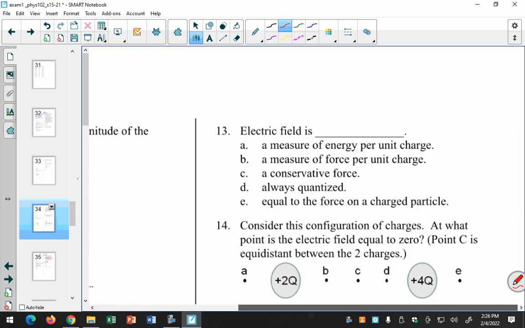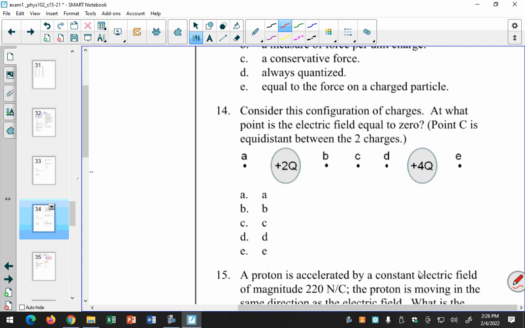All right, so let's look at number 14. Consider this configuration of charges. At what point is the electric field equal to 0? So, as I said in class, the nice thing is to first look at the parts where the electric field cannot be 0. Let's just start with A. That's probably a good place to start. I'm going to draw my electric field. I'll let this be red and let this be blue. So, the electric field due to the plus 2q charge is in that direction. It's a small charge, but I'm relatively close to it. The electric field due to the 4q charge is going to be quite a bit smaller.